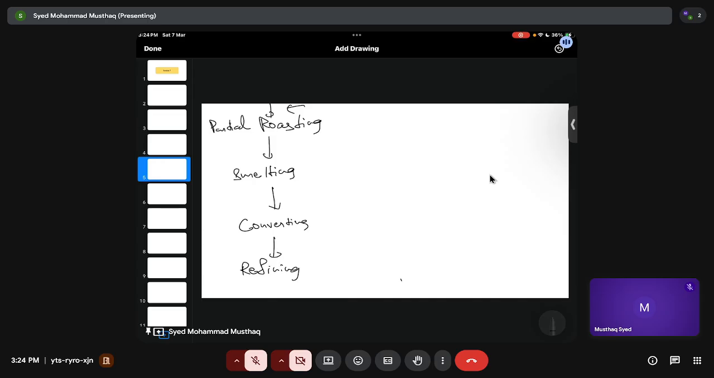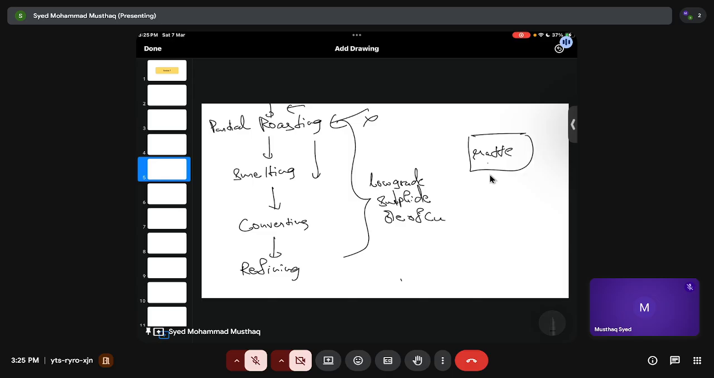If I am talking about low grade sulfide ores, not oxide ores, sulfide ore of copper, we know what happens in partial roasting. We convert some of the Fe to FeO and some of the CuS to Cu2O. If we do not do this process and directly go to smelting, we have matte. It contains FeS and Cu2S. Then we go for the converting process.